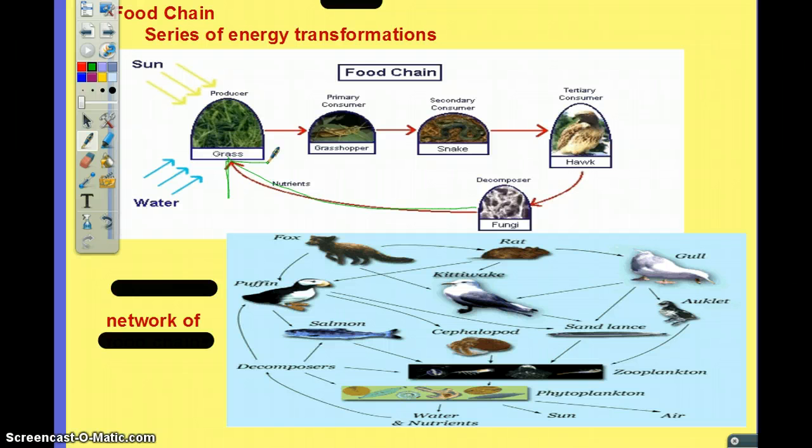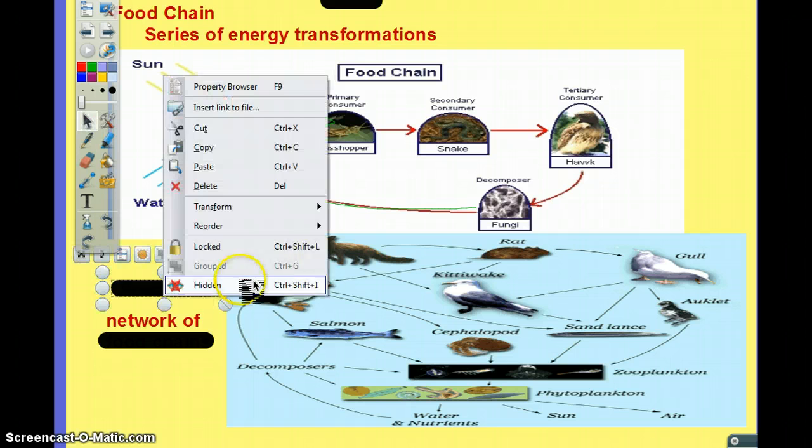I'm sorry, not to the grass. From the grass to the grasshopper. I said that backwards. So the arrow should be pointing towards the bear, not the bear the other way. It's not the bear feeding on the grass. It's the grass providing energy for the bear. Does that make sense? How many of you got that right?